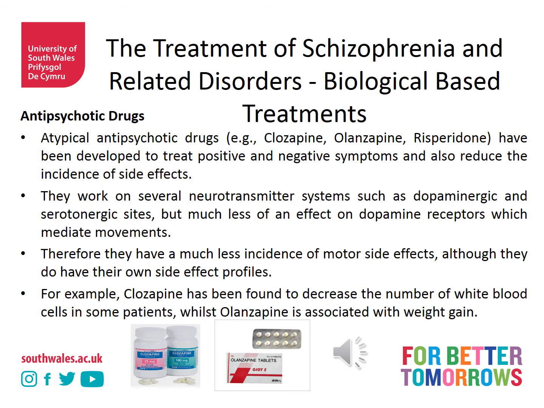However, one of the problems with the first generation of antipsychotic medication is that they caused a number of motor side effects. This led to the search for other compounds which would have the same antipsychotic effect but which would not have the same side effect profile. Clozapine, olanzapine, risperidone are three of these new types of medication, which are called atypical antipsychotics.